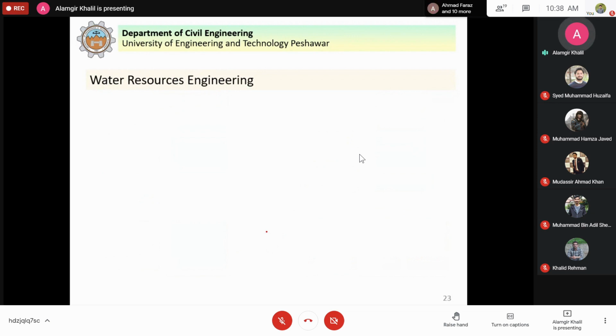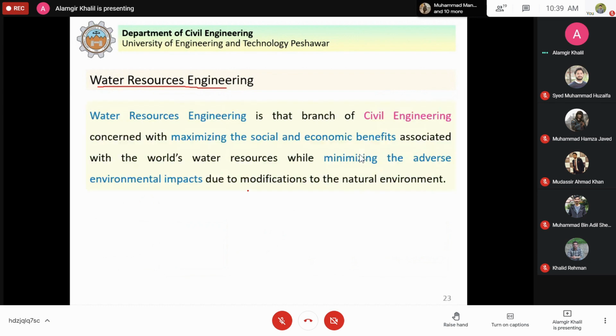So we have studied the water resources, the different sources of water, and then the different sources of water in the context of Pakistan. So that's why we have water resources engineering. So what is water resources engineering? Water resources engineering is that branch of civil engineering concerned with maximizing the social and economic benefits associated with the world's water resources.